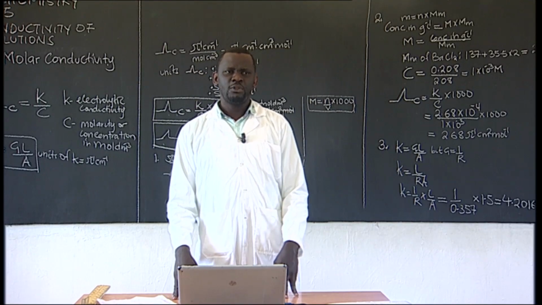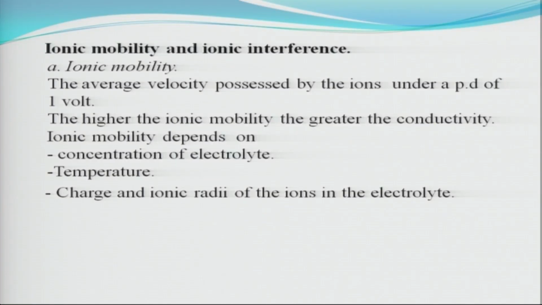But before we talk about those factors, there are some things we need to talk about, things like ionic mobility. We should know that these ions in solution actually move. So we are going to say that ionic mobility is the average velocity possessed by ions at a PD of 1 volt, potential difference. Or we can easily say ionic mobility is the movement of ions, their ability to move in solution.